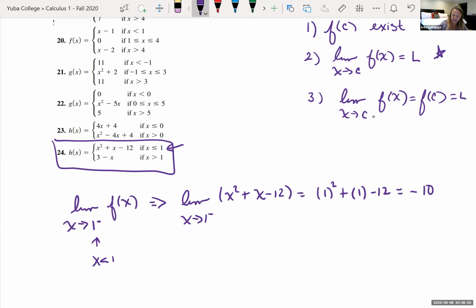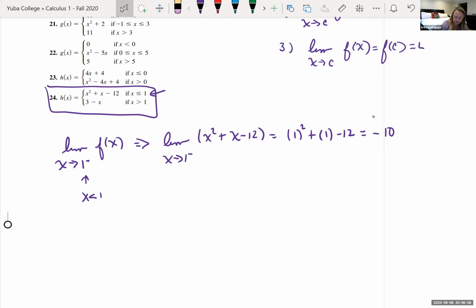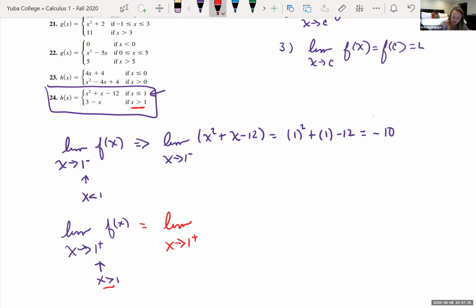Now we want to look at the limit as x approaches 1 from the right-hand side of f of x. If we're coming in on the right-hand side of 1, that means x is going to be bigger than 1. And since x is bigger than 1, we're going to use this second equation. So the limit as x approaches 1 on the right uses the equation 3 minus x. Again, using limit rules, we can just plug in. So we have 3 minus 1. This gives me 2.